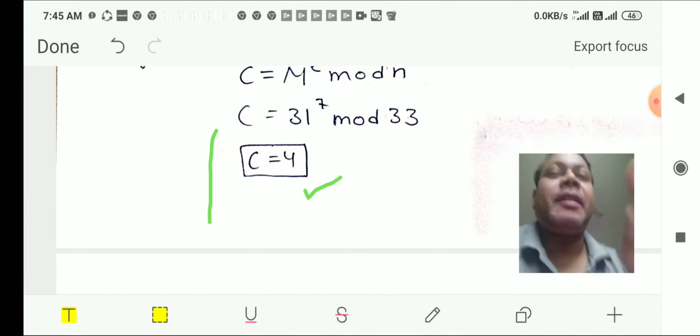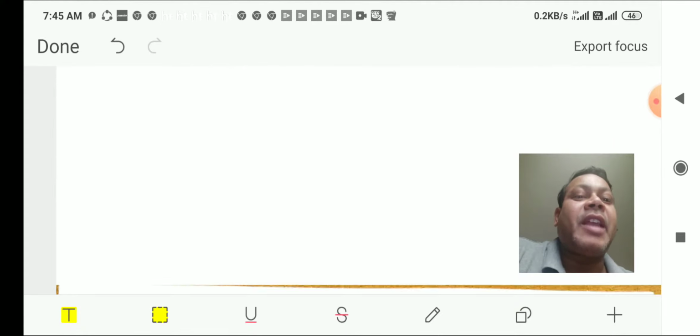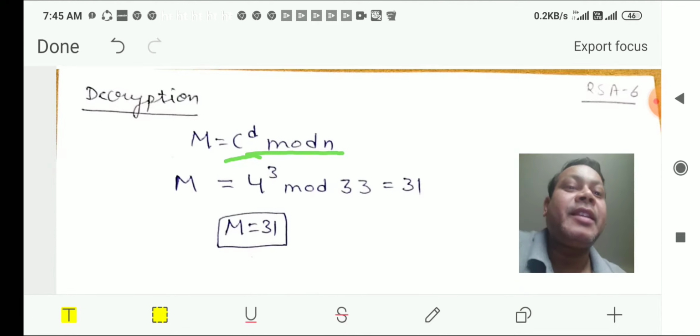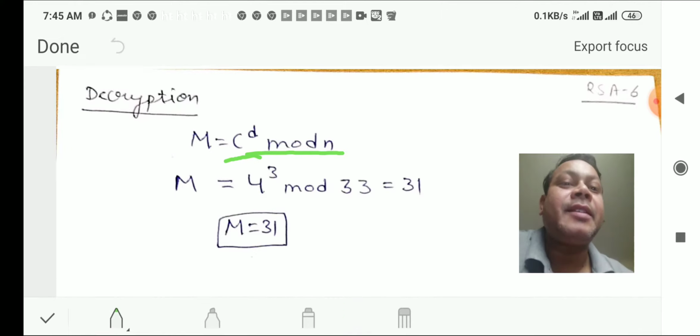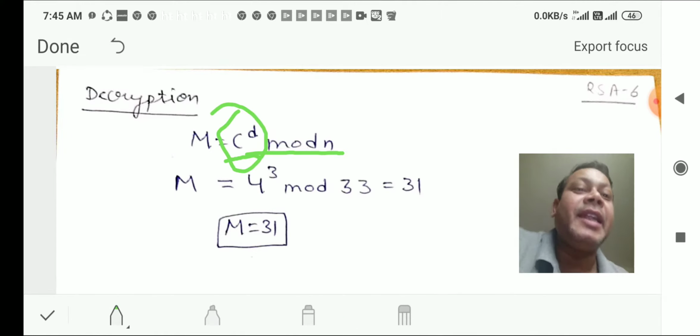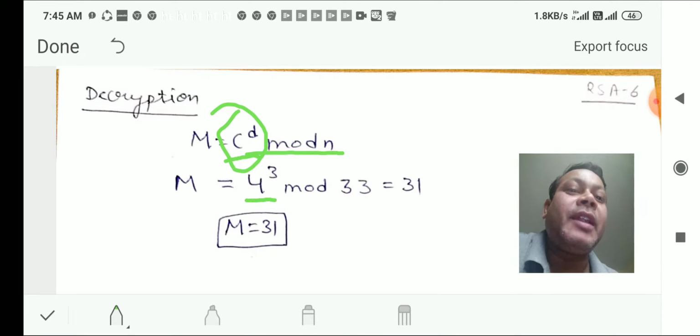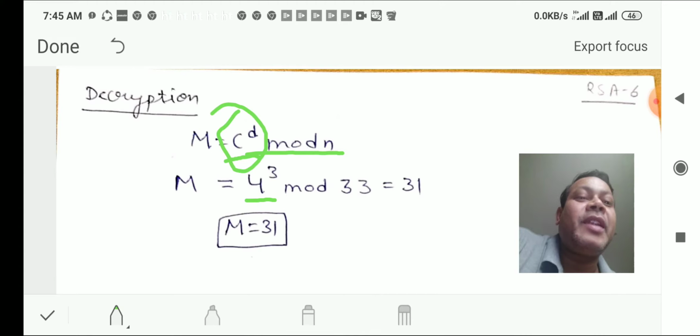And then after calculating the ciphertext, we put the value of C, D and N in this formula. So C is 4, D we already calculated as 3, that is the private key, mod 33. If you calculate this, ultimately we are going to get the message 31. Clear? So 4 to the power 3: 4 4s are 16, isn't it? So 16 multiplied by 4. If I divide this value by 33, we are going to get 31 as output.